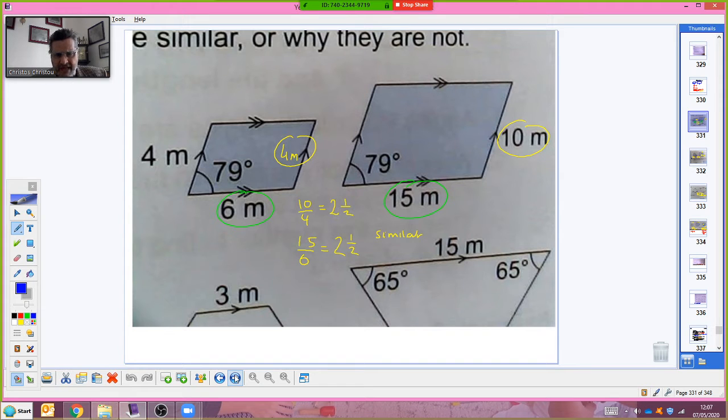Not sure what question that is, but it's part of question 1, I think. So if you look at it carefully, I've got 10 divided by 4 as corresponding sides is 2.5 times enlargement. 15 divided by 6 is 2.5. The angles match as well. They are similar shapes for sure.